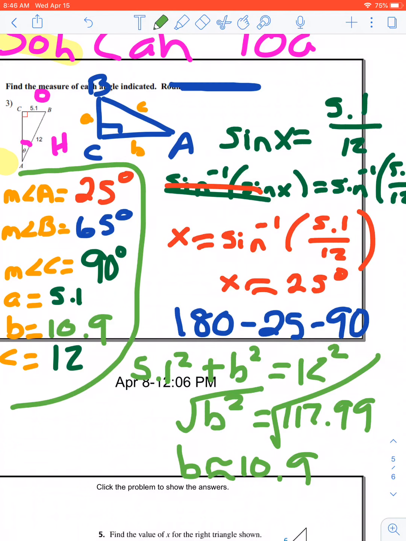So when I would say to solve this triangle, this would be my answer. Okay? So far this week we've identified the 6 trig functions, we've solved for a side length, we've solved for an angle, and we've solved for the entire triangle.